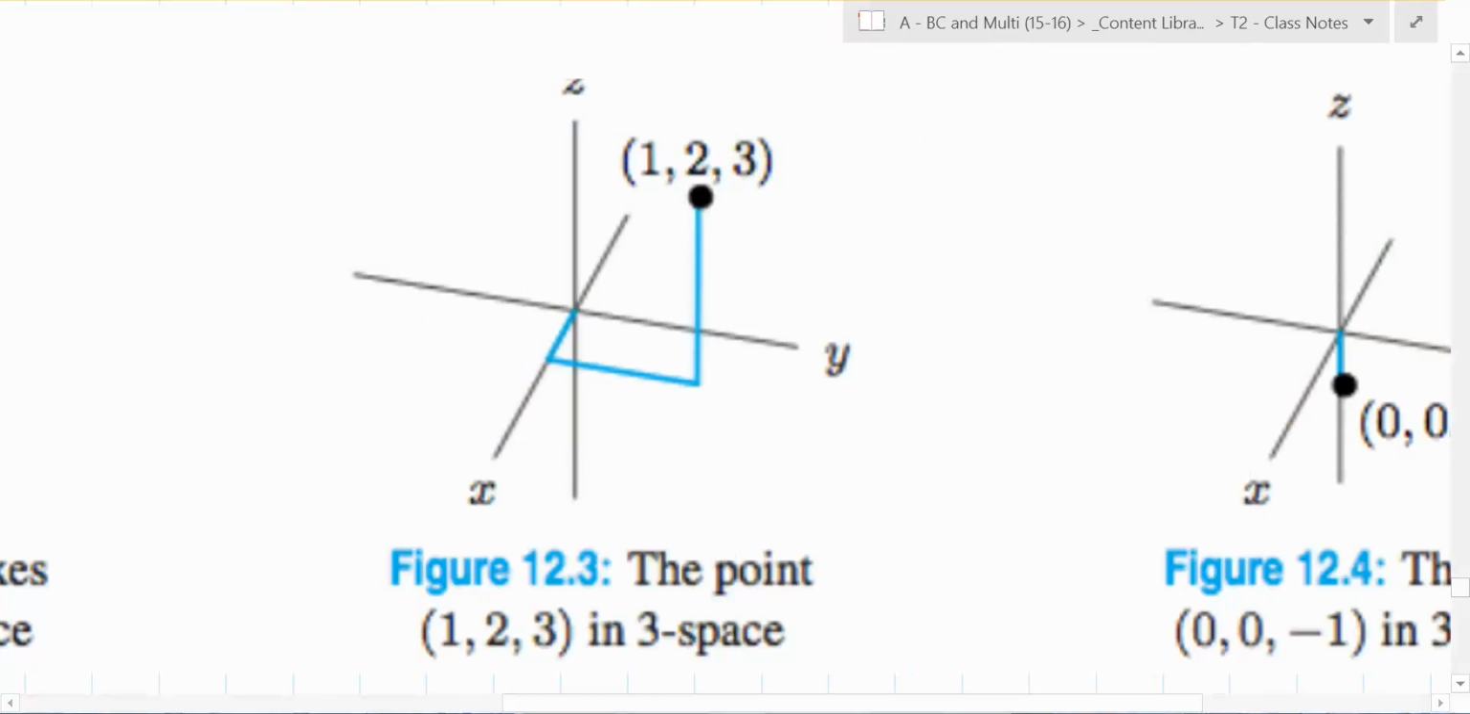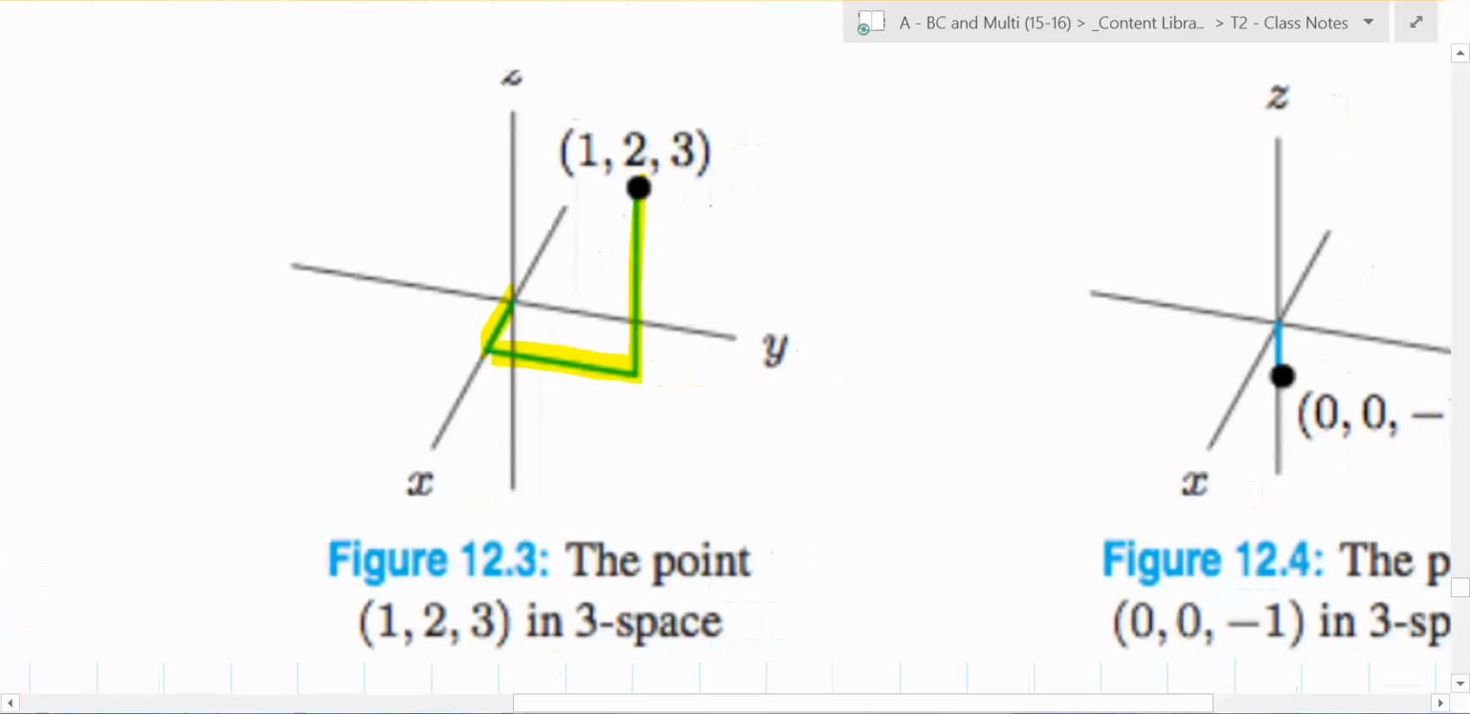1, 2, 3. You come forward 1, you go to the right 2, and you go up 3. You locate that point. Are we going to be doing very many of these things by hand? No. We are not going to graph in 3 dimensions by hand that much at all. But you need to know how to read this.